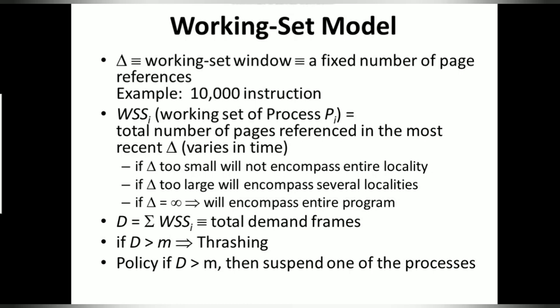So what does the model tell? If we allocate enough frames to a process to accommodate its current locality, it will only fault whenever it moves to a new locality. But if the allocated frames are lesser in size than the current locality, definitely there are chances to thrash. So according to this model, we use the value delta, that is the working set size.